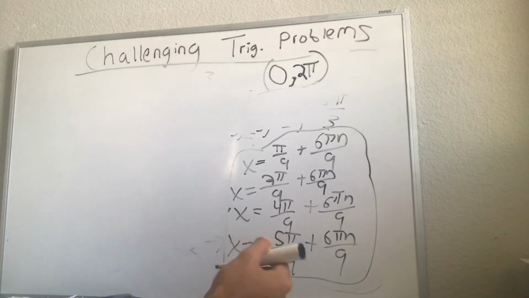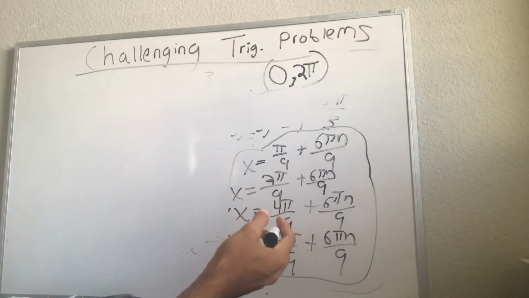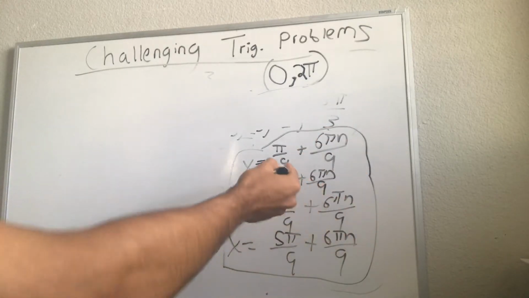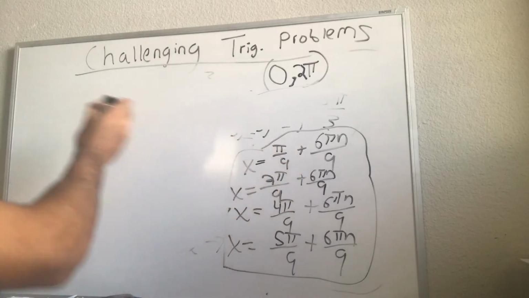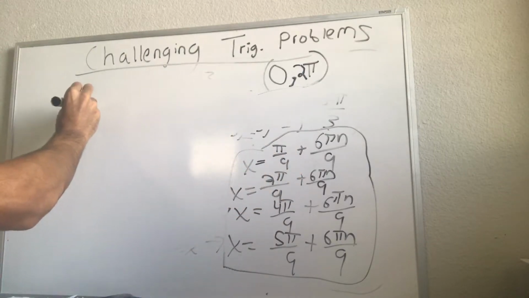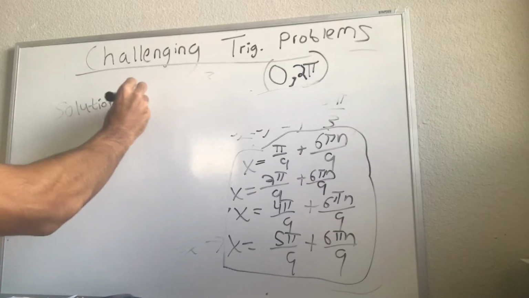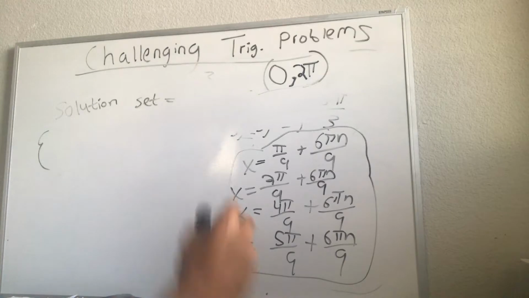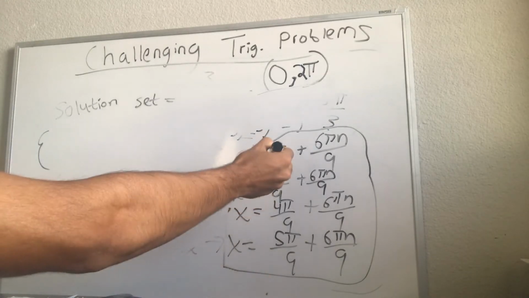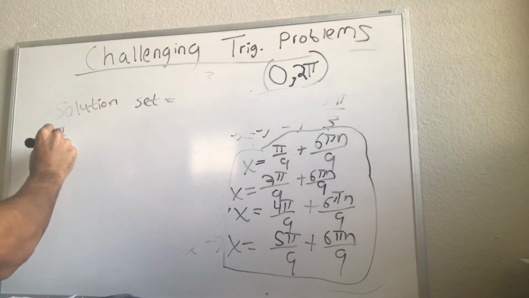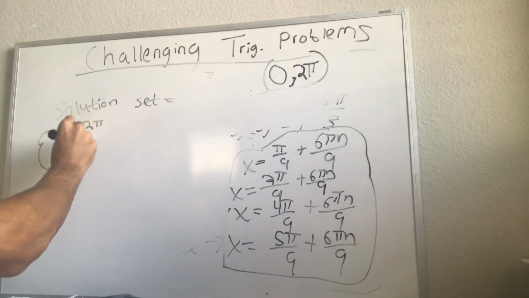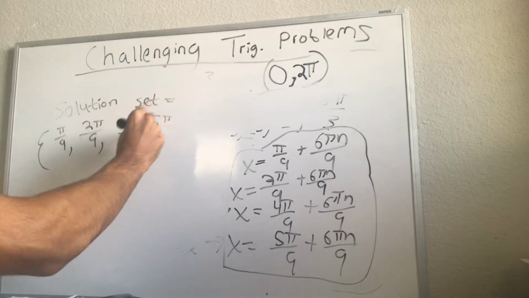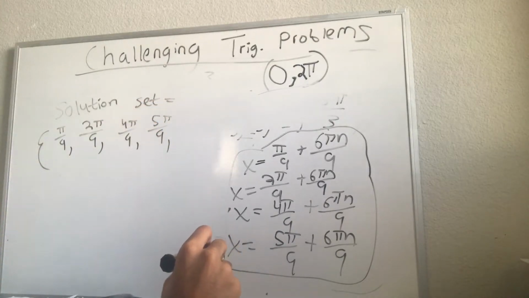So now we really just substitute values in. The first value you always want to substitute in is 0, right? So 0 really means that all of these are gone. So essentially we're left with pi over 9. So our solution set here, all the values for the equation: we have pi over 9, we have 2 pi over 9, we have 4 pi over 9, we have 5 pi over 9. So these are the first 4 values we get.